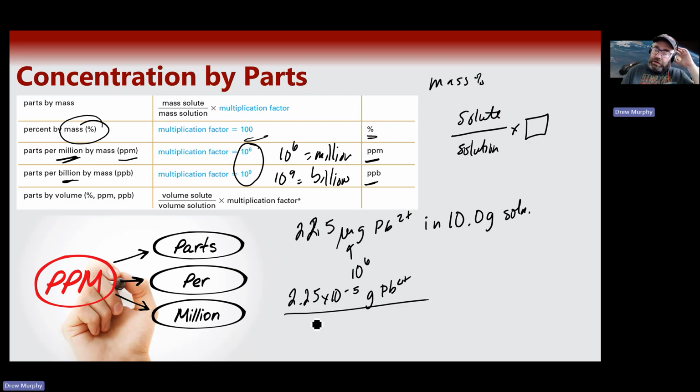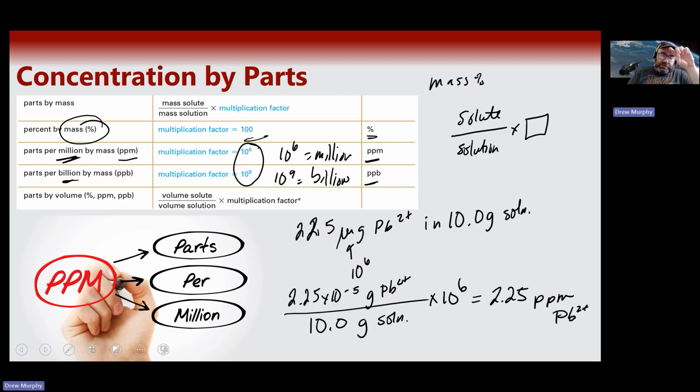Yeah, in 10 grams of solution. And so this is grams per grams times 10 to the 6th. So this means we have 2.25 parts per million of lead.